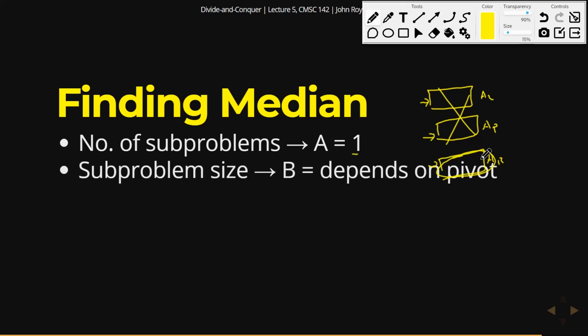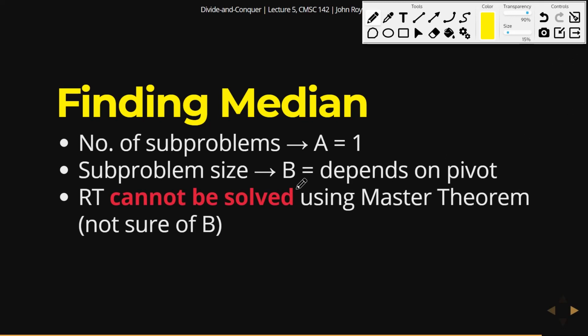The size, however, is again difficult to describe because the sub-problem size depends on the pivot. So since we're choosing random pivots, we don't know what the actual size of the sub-arrays are, right? So again, for the same reason, the running time cannot be solved using master theorem because we cannot be sure of the value of B.